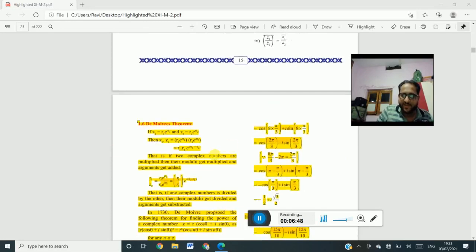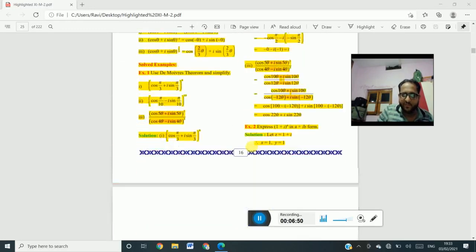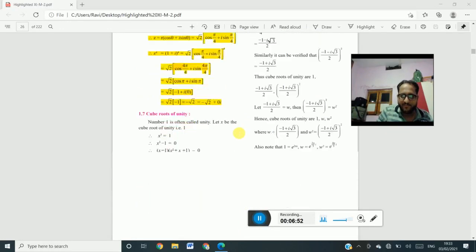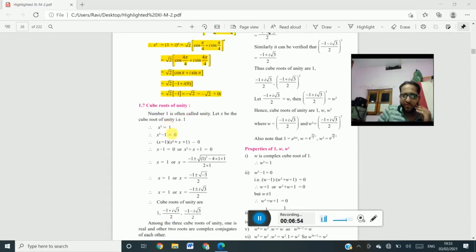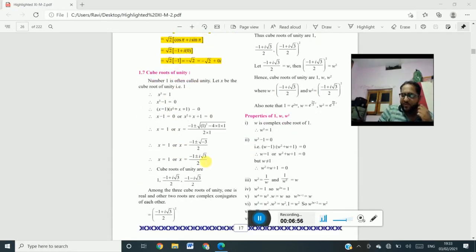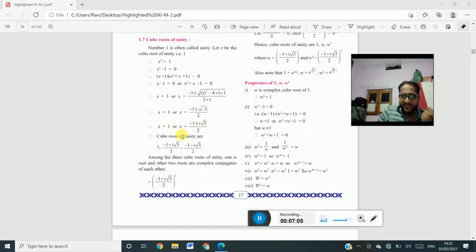Then De Moivre's theorem. This is also deleted. This highlighted portion is deleted for this year. Then the cube root of unity. This part is important for this chapter. We can take this part in the next lecture and see some examples on it, the cube root of unity and its properties. We can take this to the next class. Okay.